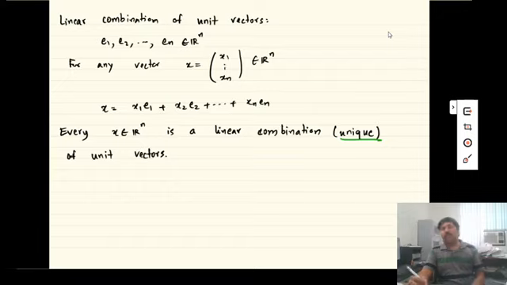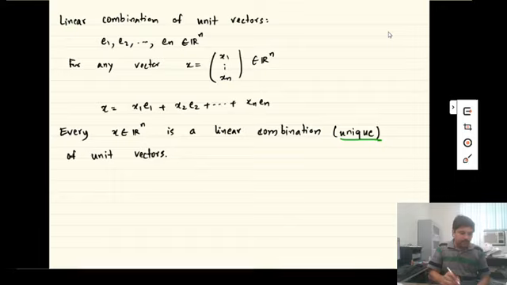This word unique I will relate a little later when we talk of important concepts of vectors like linear independence, linear dependence, basis. But right now I don't want to worry you too much about it. But you can think of this word unique and try to understand what it really means. This is something that is really very useful and very important.